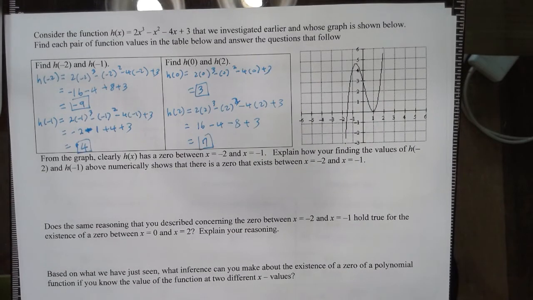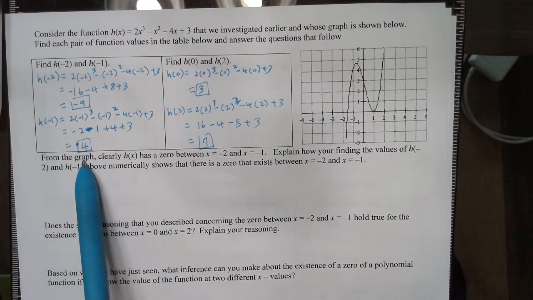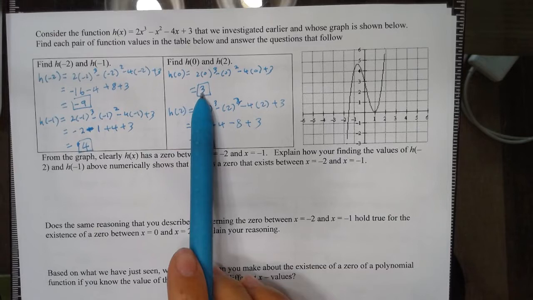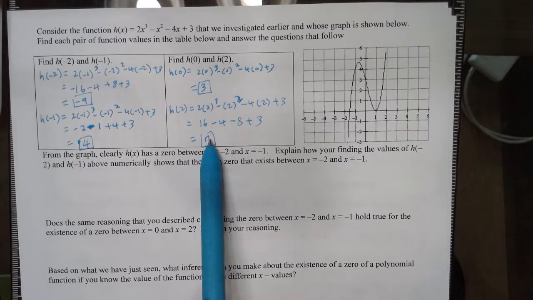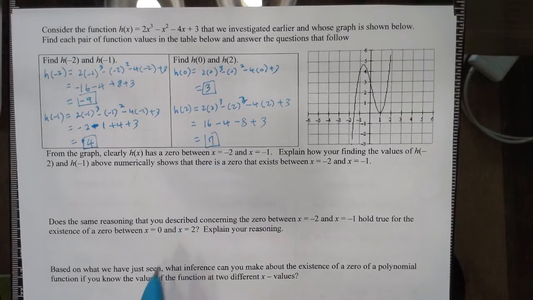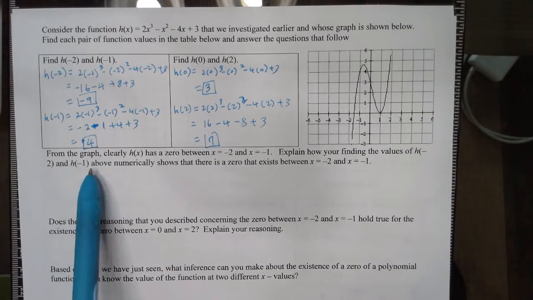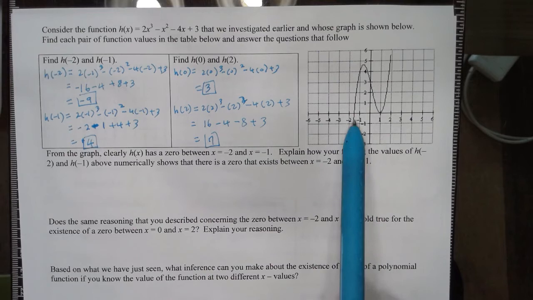Okay, so this is what I got. H of negative 1 I got 4. H of 0 I got 3. H of 2 I got 7. And hopefully that's what you got too. From the graph, clearly h of x has zeros between x equals negative 2 and negative 1, which is right here.